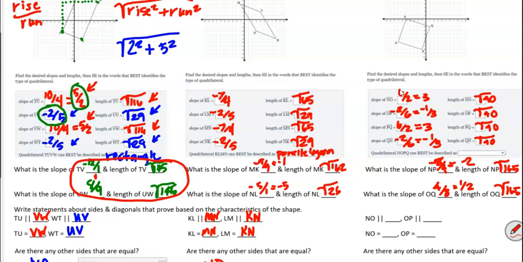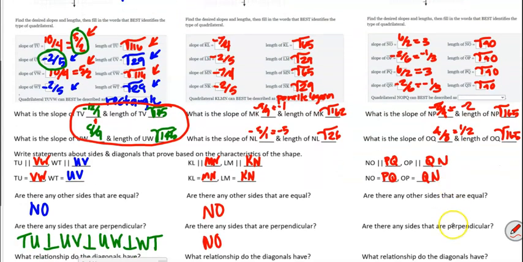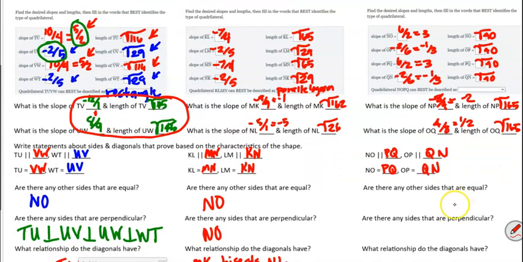Then, yes, NO is parallel with PQ. OP again is parallel with QN. And that means that NO was equal to PQ and OP is equal to QN, right? It says, are there any other sides that are equal? Well, in this case, all our sides are equal, right? So we can actually say in this statement that NO is equal to PQ is equal to OP is equal to QN, right? All the sides are equal, okay?